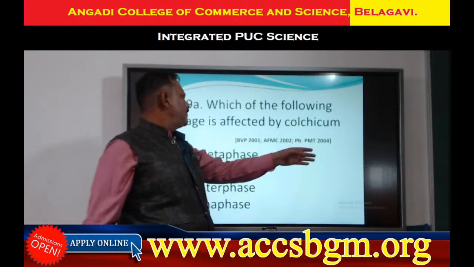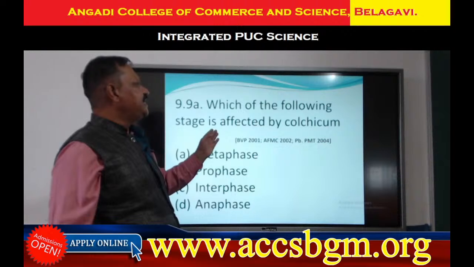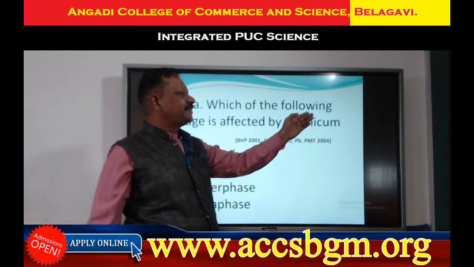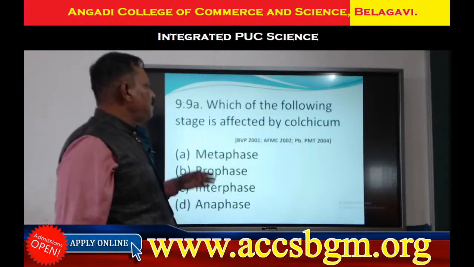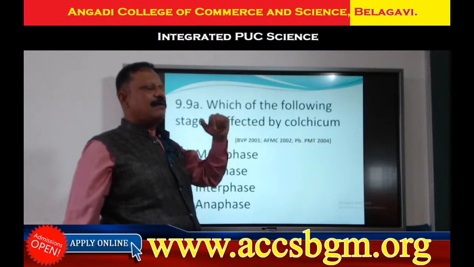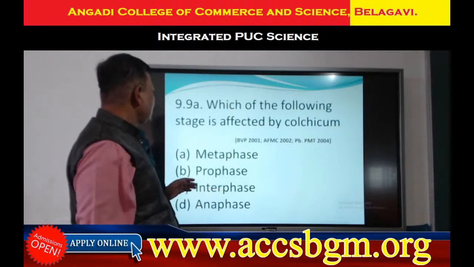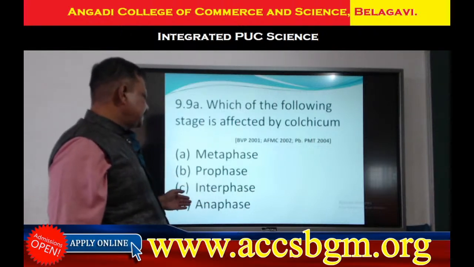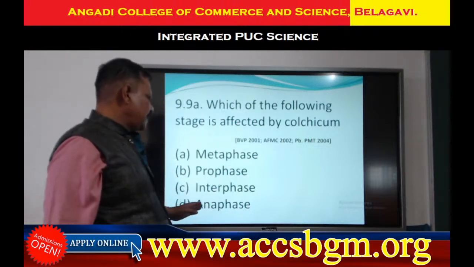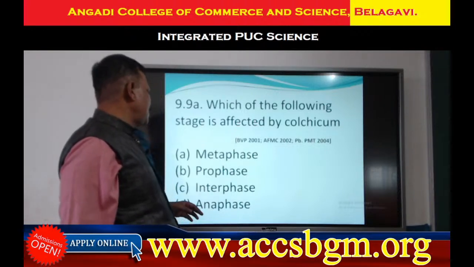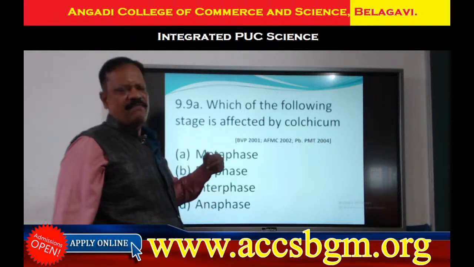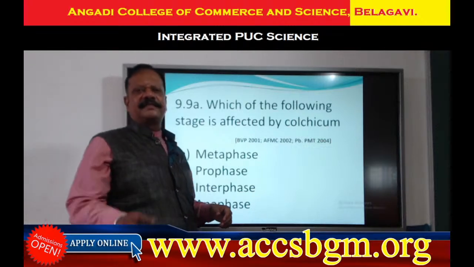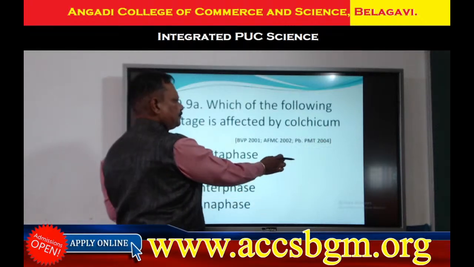Next one. Which of the following stages is affected by colchicine? Just see, A, metaphase, B, prophase, C, interphase, D, anaphase. It is affected at option A, metaphase. So, metaphase is the correct answer.